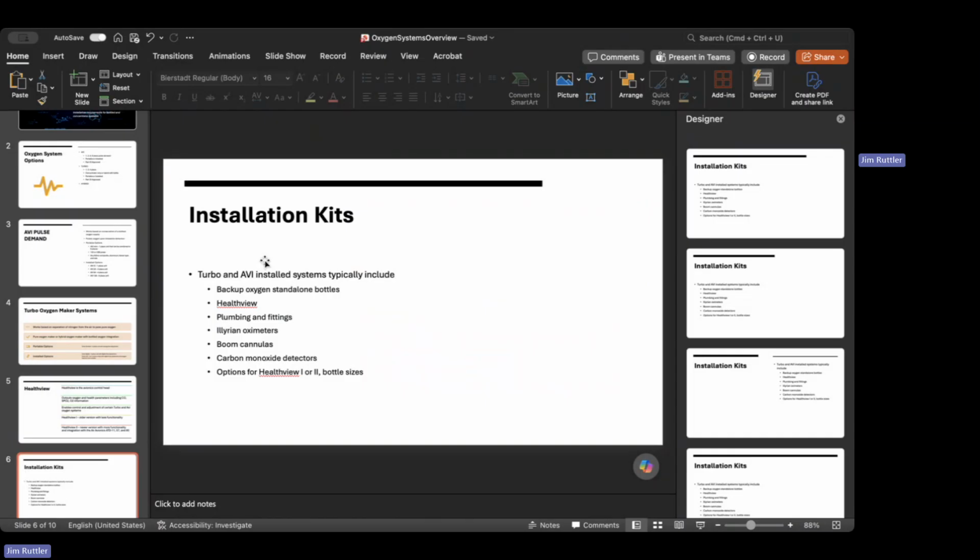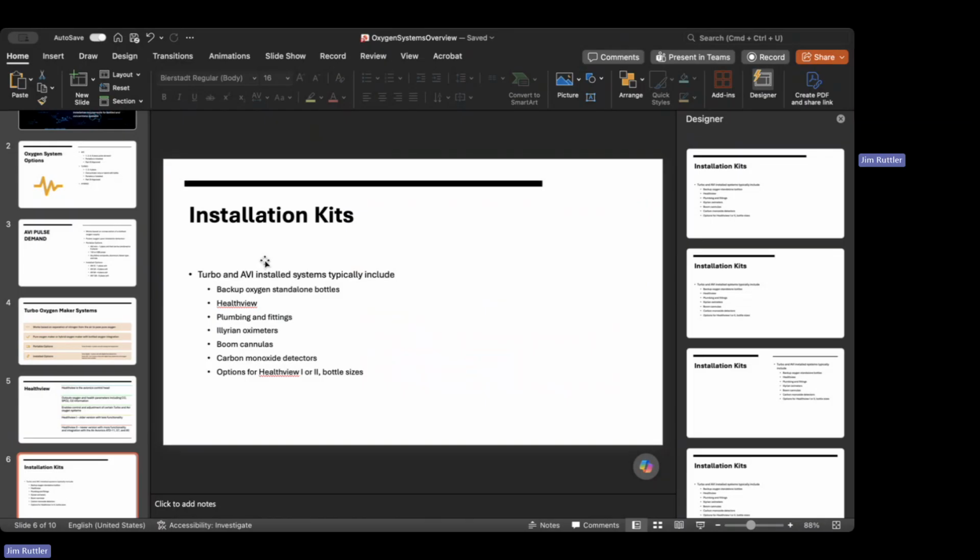The 2 Illyrian oximeters for pilot and co-pilot typically included. Some like the AVI-G, the one-place system, they do not include 2-place. They only include one place for the Illyrian oximeter because it's typically used in a one-place aircraft or glider. Boom cannulas, those are included. If you prefer to have the pillow mask as opposed to the popular boom cannulas, we'll swap those out for you, but you get the silicone cannulas as well as the boom cannulas, at least for the pilot and the co-pilot.